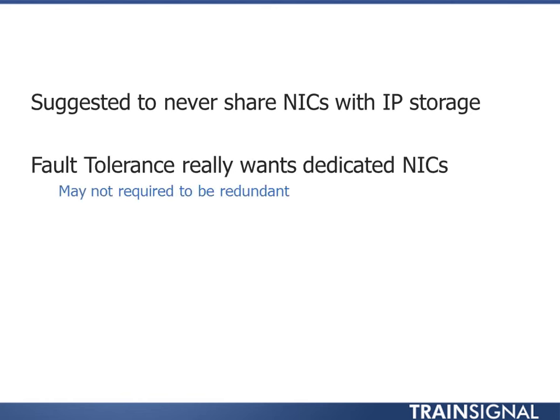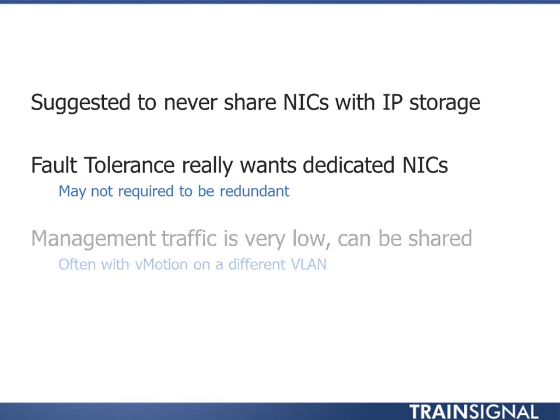Never share with IP storage, like I just said. And FT really wants dedicated NICs. But you don't have to make them redundant. A lot of people don't want to throw 2 NICs at FT, so I just say 1. If the NIC goes down, you can redo FT and it'll figure out what it can talk to and what it can't, and move the secondary VM around. So it's not a dead requirement that you have to have redundant FT NICs.